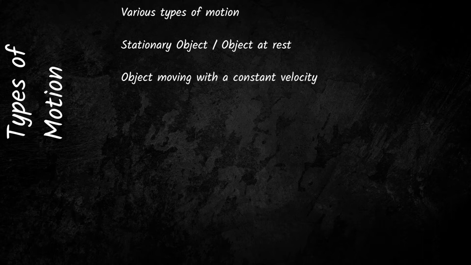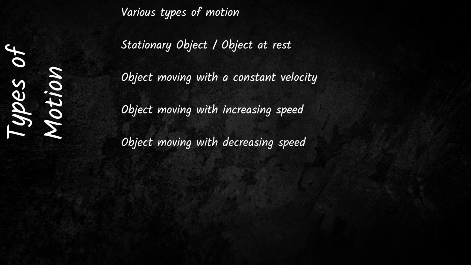Second is an object moving with a constant velocity. Third is an object moving with increasing speed. Now, for an object moving at constant velocity, the acceleration is zero, while an object moving with increasing speed means that the acceleration is positive. Then we have an object moving with decreasing speed. For this one, your acceleration could be negative, or you could just say that you have deceleration or retardation.